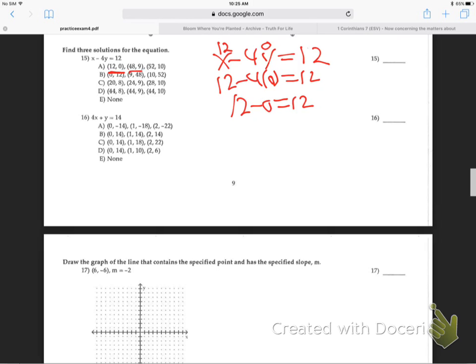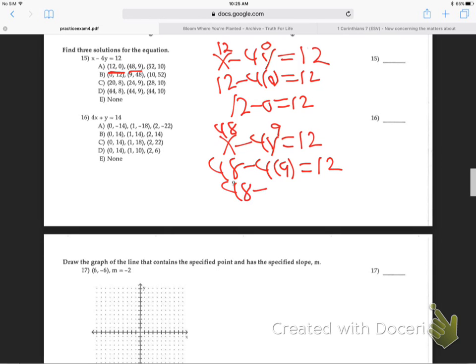Do the next one. So this is tedious. 48, 9. Now we got to start again. Same equation. This time put in a 48 and a 9. You got to use your calculator. Those are big numbers. So 48 minus 4 times 9 is 12. 48 minus 36 is 12.